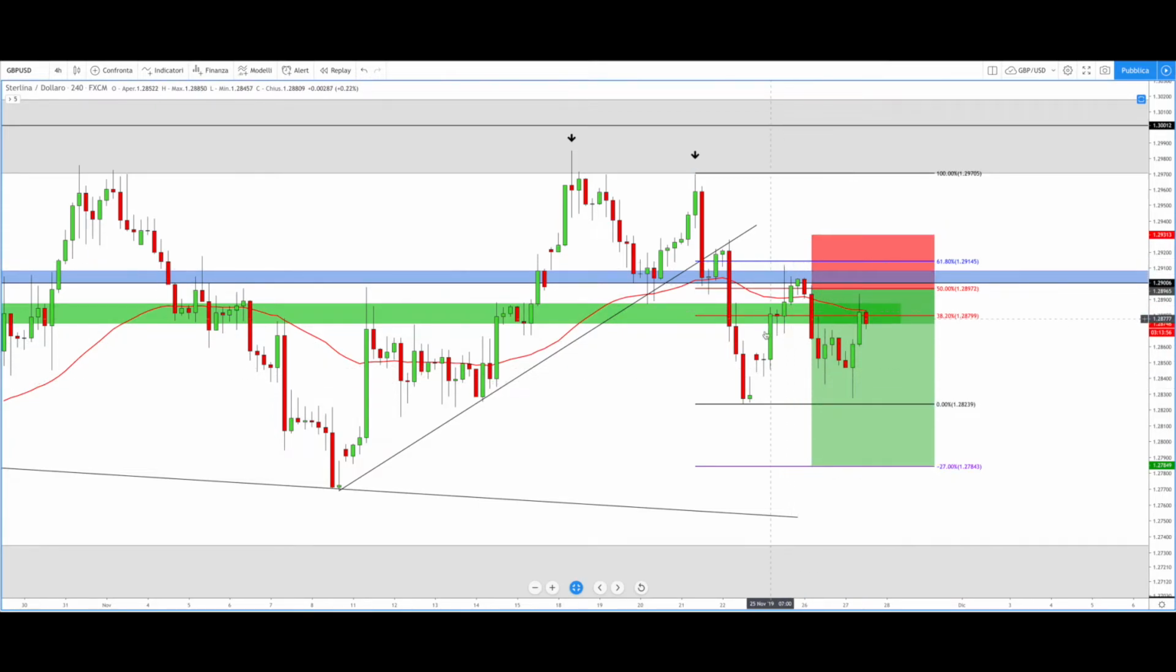And we can see that this week the price immediately after the weekly opening find the strength to start a new bullish movement, break this slowdown area around 1.2880, and we can see that the price reach again here this key level 1.29.